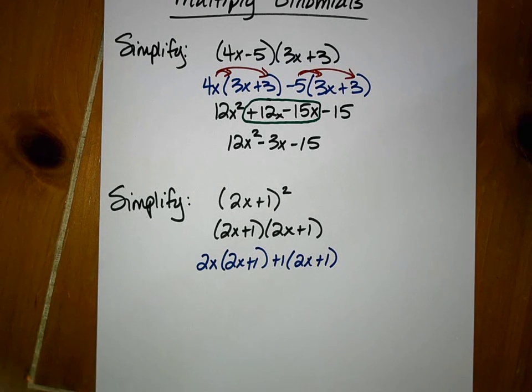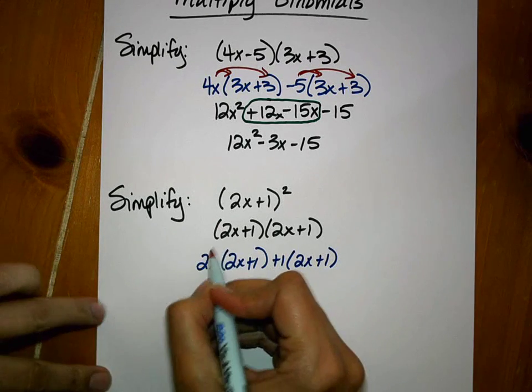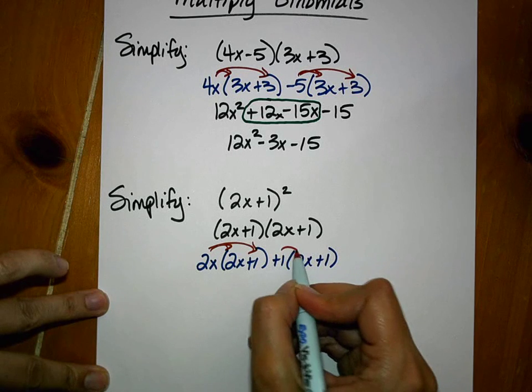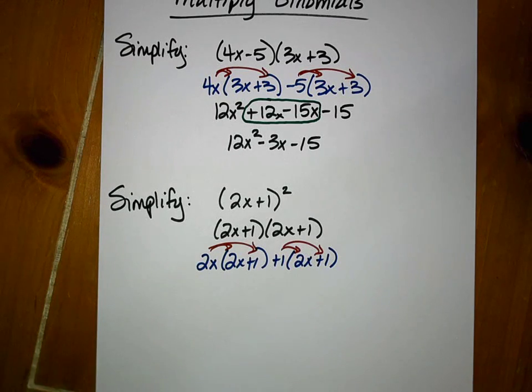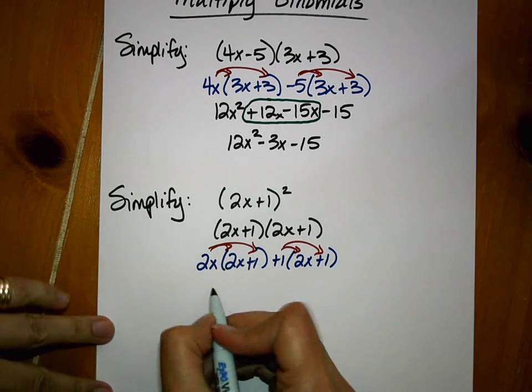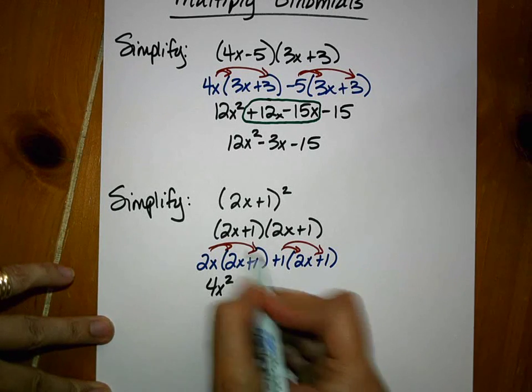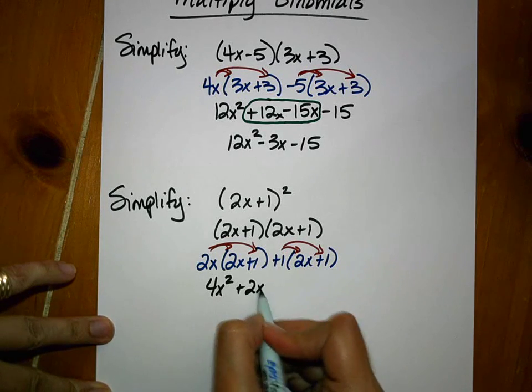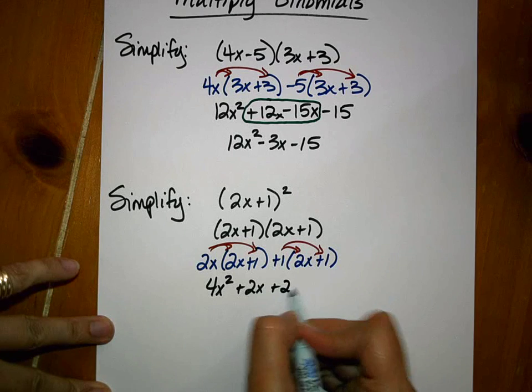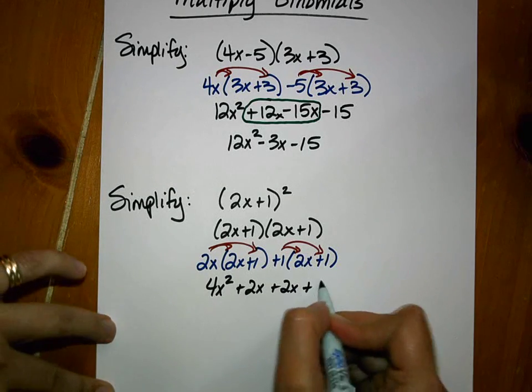I have 4 distributions here. Hopefully I won't make a mistake this time. 2x times 2x is 4x squared. 2x times 1 is 2x. 1 times 2x is 2x. And 1 times 1 is 1.